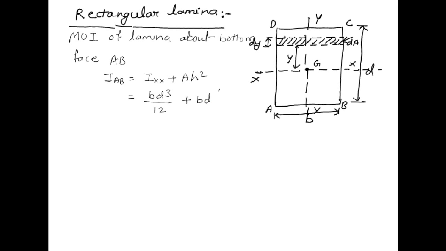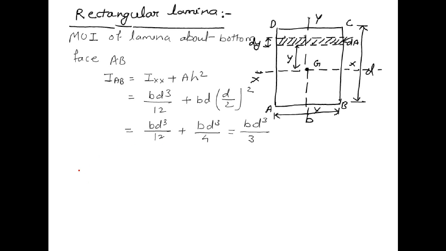This is the area. Now h is the distance between face AB to the axis XX. It is d by 2. So it will be (d/2) whole square. So it will be bd³/12 plus bd³/4. So this will be bd³/3. So this is the moment of inertia of this rectangular lamina about the bottom face AB.